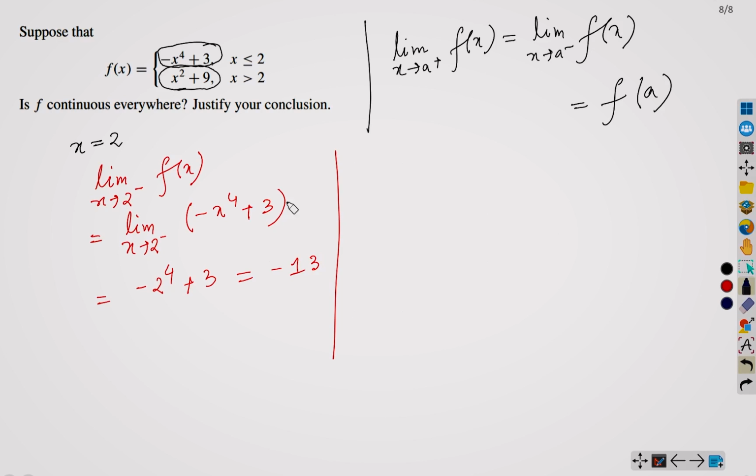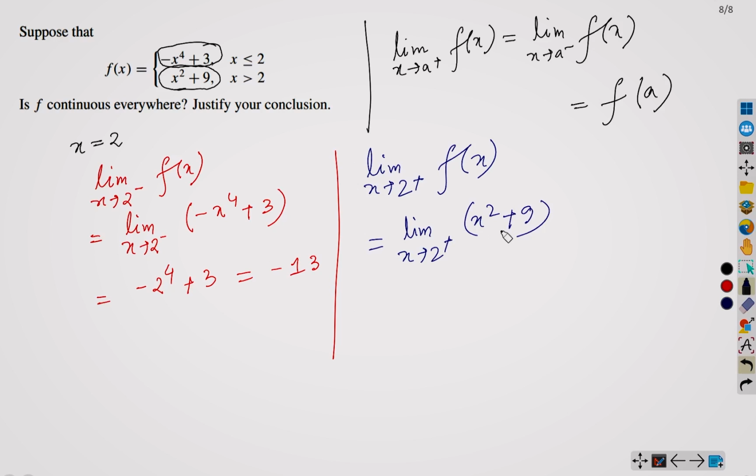Similarly, let us check the right hand side; this was the left hand side. Limit as x tends to 2 plus of f(x). The value of f(x) is x square plus 9, yes, because x in this case is greater than 2. 2 plus means greater than 2, which is this one. Now if we substitute the value, again we obtain 4 plus 9 equals 13.